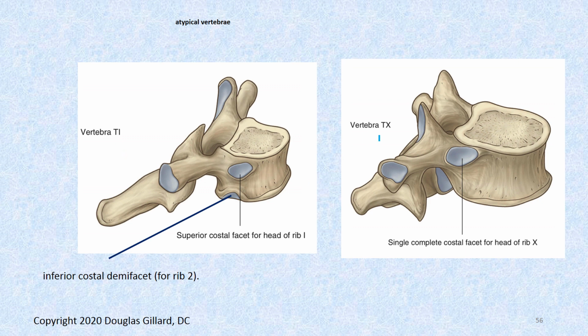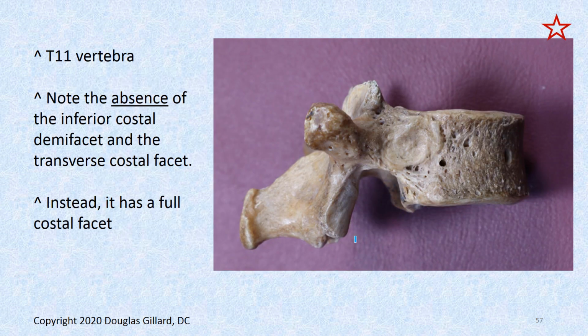How about this, T10? Do you agree with that? Could that be T10? Yeah, it could be. So it's got a demifacet here. So that means that's not demi, that's a full facet there. So that means in this patient the T10 rib head only has one facet. So it's not sharing with T9. So that could be T10.